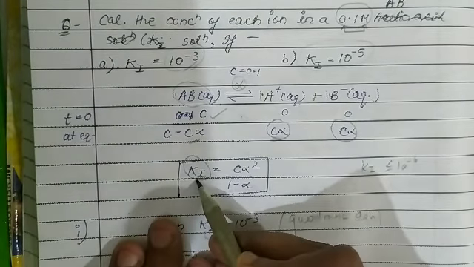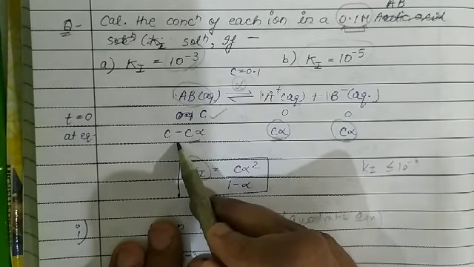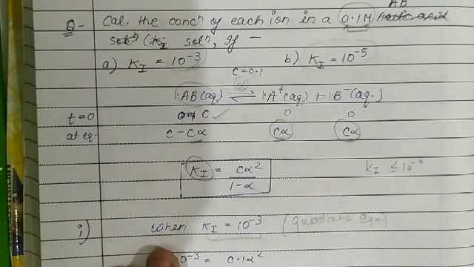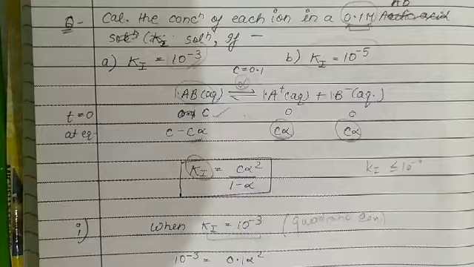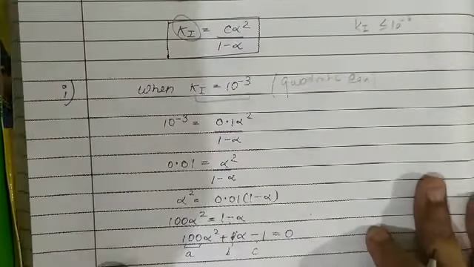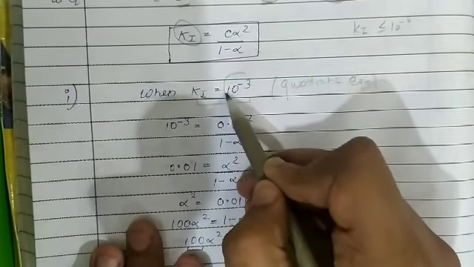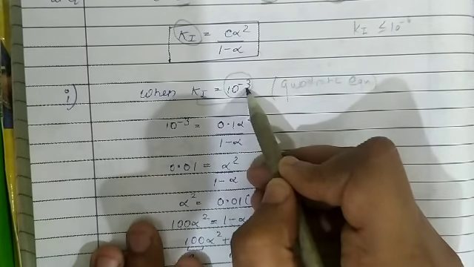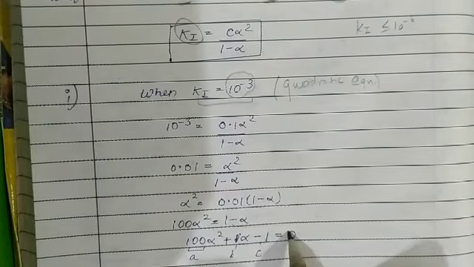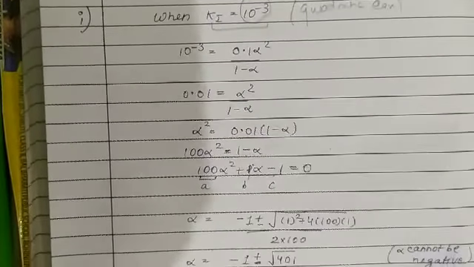Now the ionization constant Ki will be the concentration of products, C alpha into C alpha, divided by the concentration of reactant, which is C into 1 minus alpha. Now we have the values of Ki. The first case we are going to take is when Ki equals 10 power minus 3. As Ki in this case is not very small, we cannot neglect alpha. So we will make the quadratic equation first, then solve it as per the roots and find the value of alpha.